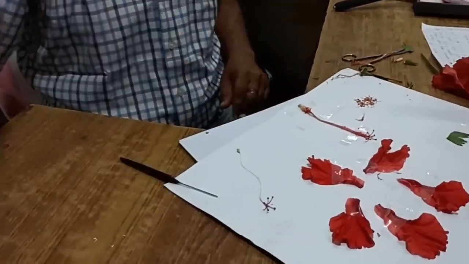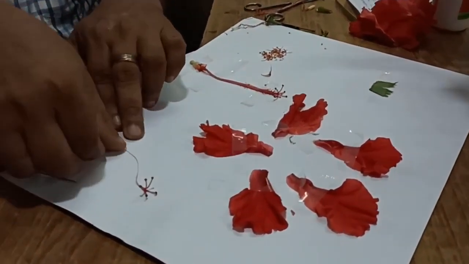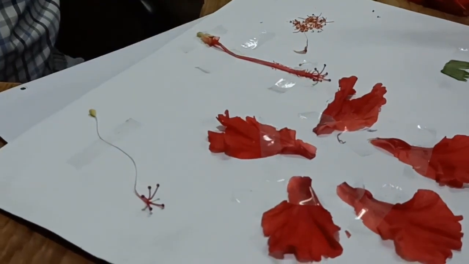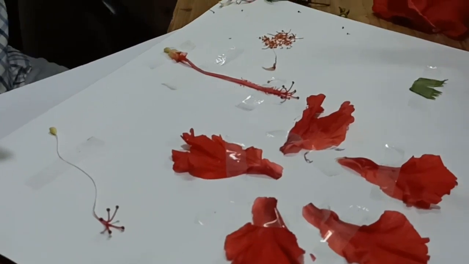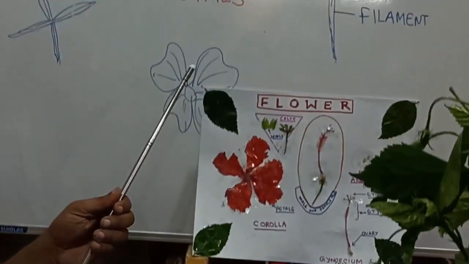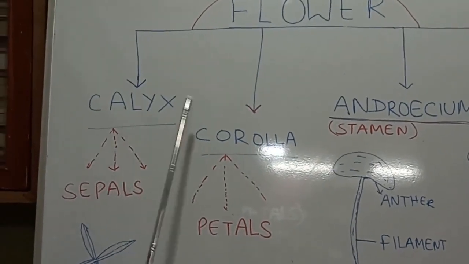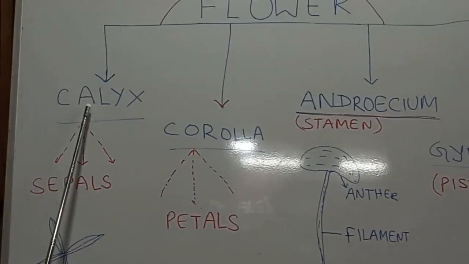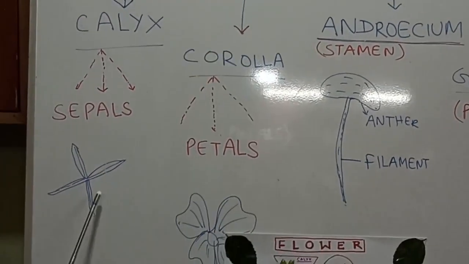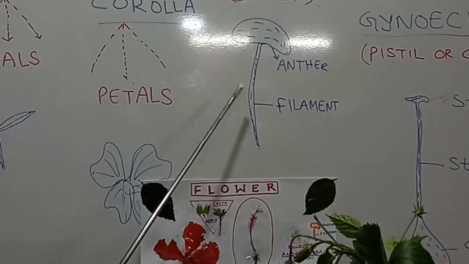Okay children, so I am pasting it again. So this is all about different parts of a flower. Once again I will revise. You can see that a flower has 4 main parts: calyx, corolla, androecium and gynoecium. Calyx contains small parts called sepals. Then corolla, these parts are called petals.